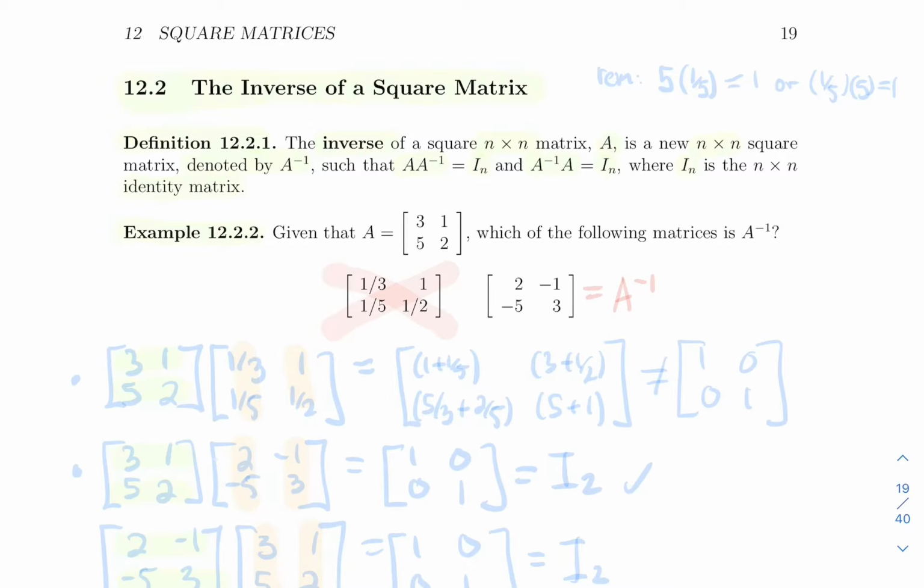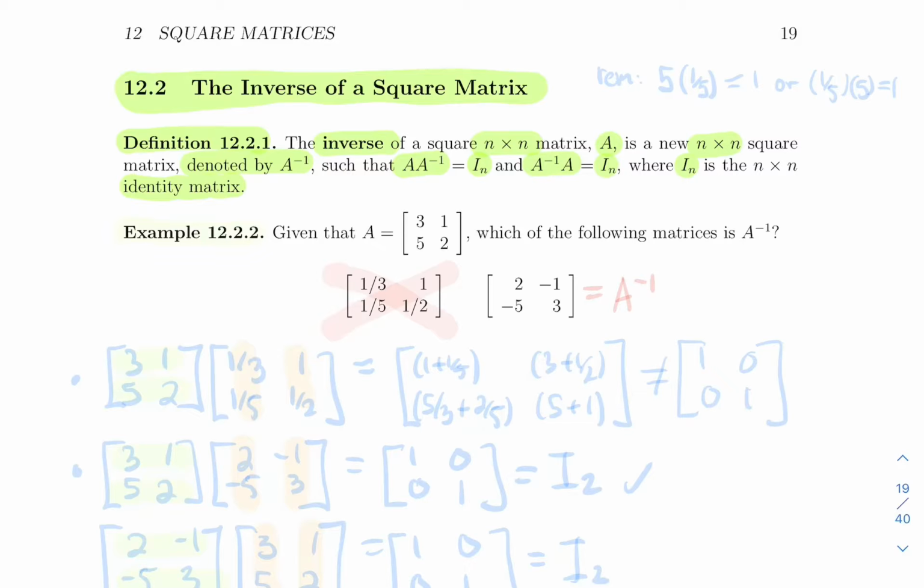Next up is the notion of the inverse of a matrix. So the inverse of a square matrix. So definition, the inverse of an n by n matrix, A, is a new n by n square matrix that we denote A to the power minus 1, such that if you multiply A by A inverse, you get the identity. Or if you multiply A inverse by A, you get the identity, where I, again, is the identity matrix.